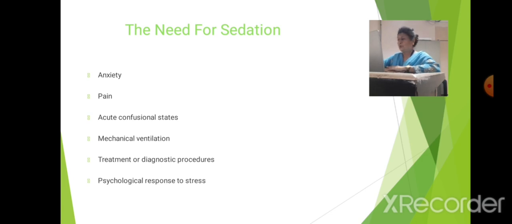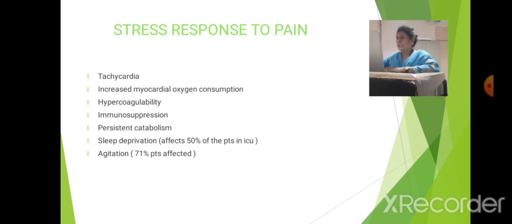Psychological response to stress. Once a patient gets some disease and is admitted into the ward, they have some psychological stress, that what would be the outcome? Will they come out of this? Will they be able to have a normal, healthy life after that? So these are certain things that we also need sedation for.